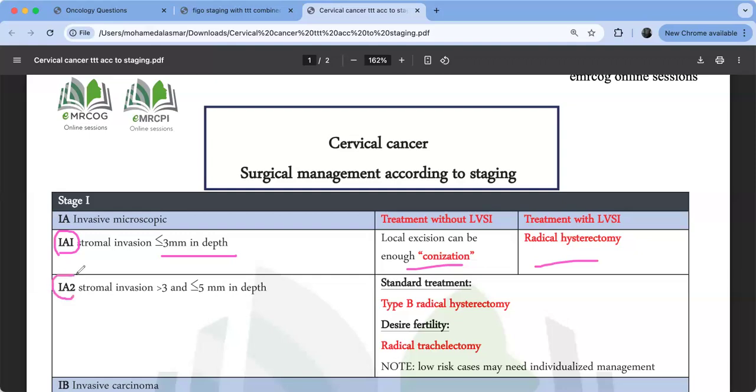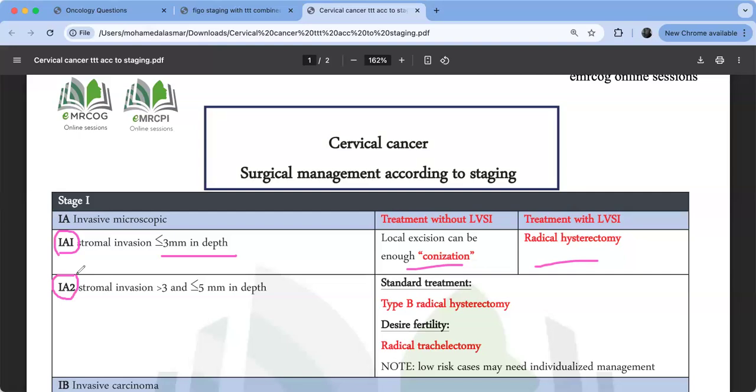In 1A2, the standard treatment is hysterectomy. Oh my God, hysterectomy? Yes, hysterectomy. Type B radical hysterectomy. Oh my God, why have you become very aggressive? Yes, this is to ensure, okay, no spread.